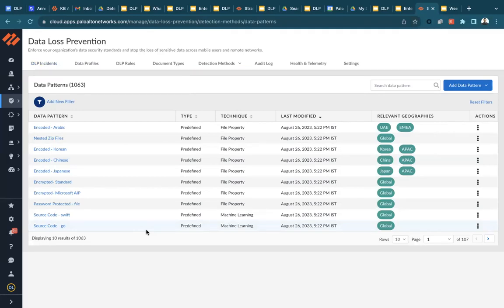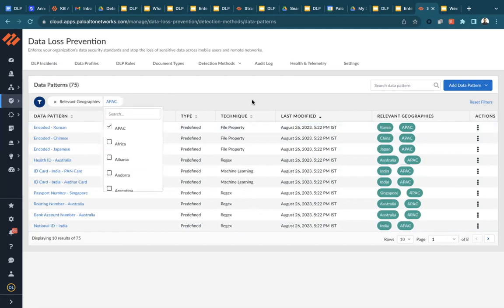But every region has its own unique requirements of things like a national identifier or driver's license number or things like that. So you do have a relevant geographies filter that you could use. So you have a multi-select. So if, let's say, you are based out of APAC, you can then use specific countries as well. Or if you are, like how typical most businesses are, you don't operate in just one region, but you operate in multiple. So you can choose the kind of regions that you are interested in as well.